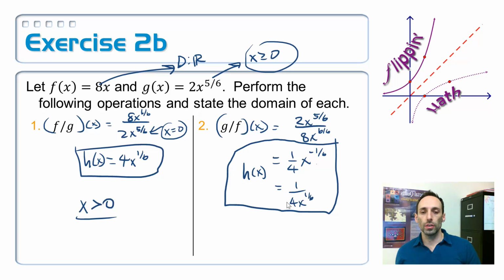Now, whenever I say the domain, just like before, that bottom can't be equal to 0. Oops, that one too can't be equal to 0. So I say x is greater than 0. Right. So like I said, that kind of stuff, that's all pretty straightforward. If there's anything that's kind of sticky, it might be a domain issue.